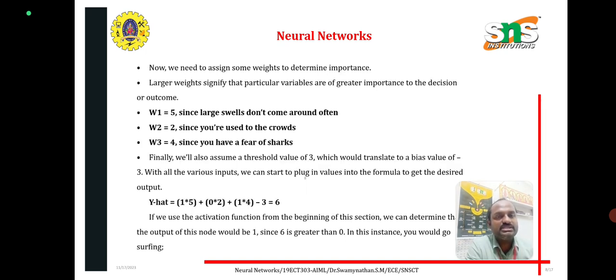And the neural network weights W1, W2, W3 are different. W1 is equal to 5, that is a large value. W2 is equal to 2, that is used for crowds. And W3 is equal to 4 for the fear of shark. So you just apply the values: 1 into 5 plus 0 into 2 plus 1 into 4. That is the total value, that weighted function is 9.